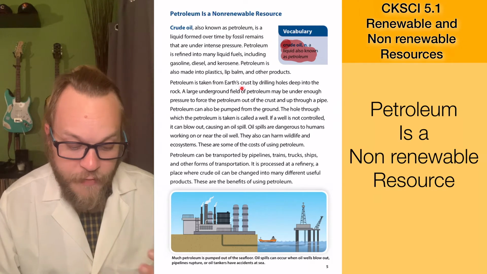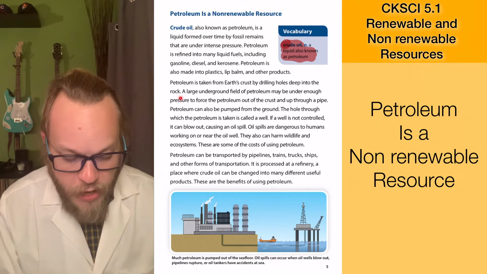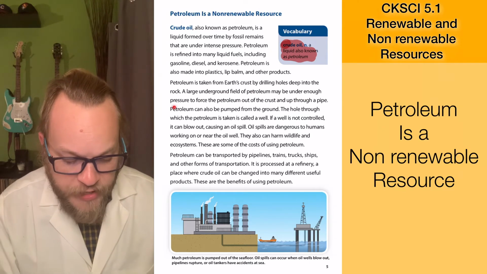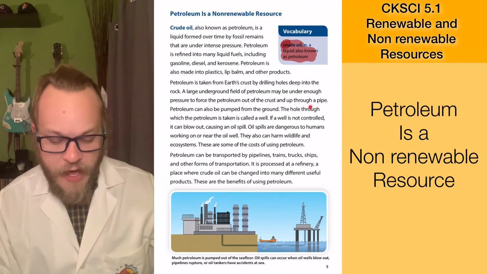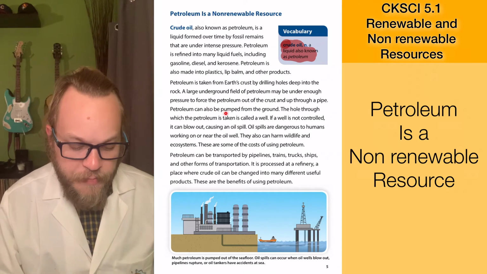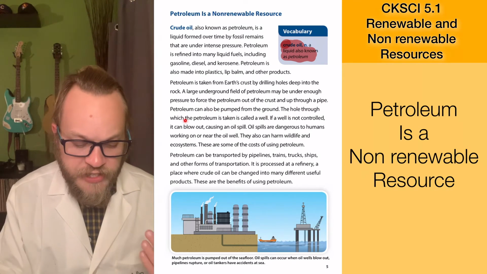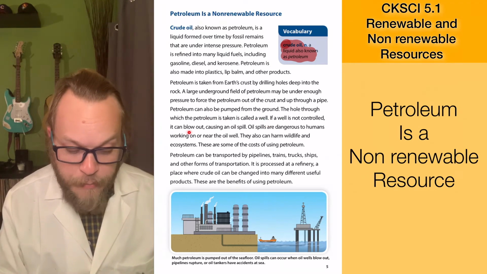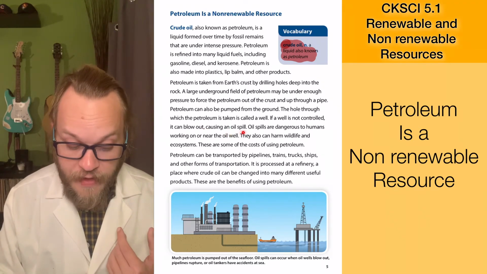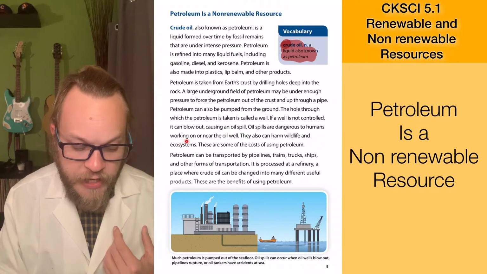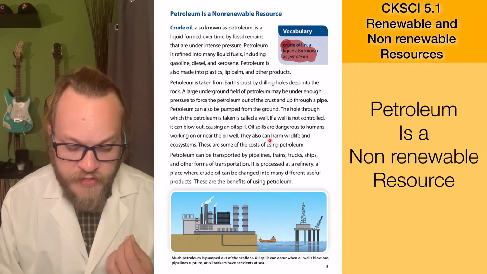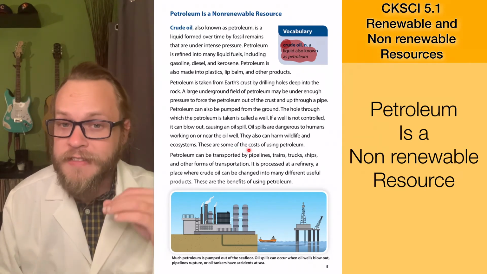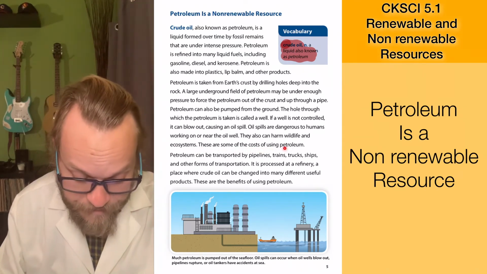Petroleum is taken from Earth's crust by drilling holes deep into rock. A large underground field of petroleum may be under enough pressure to force the petroleum out of the crust and up through a pipe. Petroleum can also be pumped from the ground. The hole through which the petroleum is taken is called a well. If a well is not controlled, it can blow out, causing an oil spill. Oil spills are dangerous to humans working on or near the oil well. They can also be very harmful to wildlife and ecosystems. These are some of the costs associated with using petroleum.